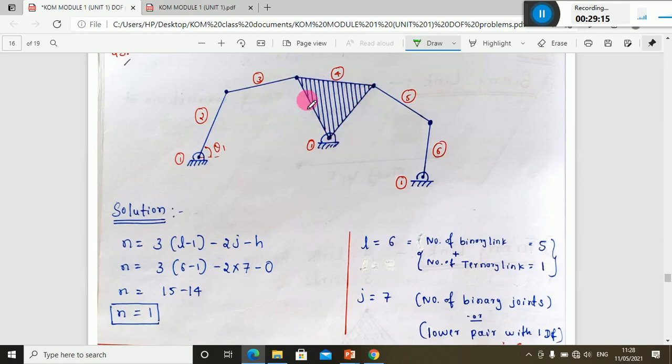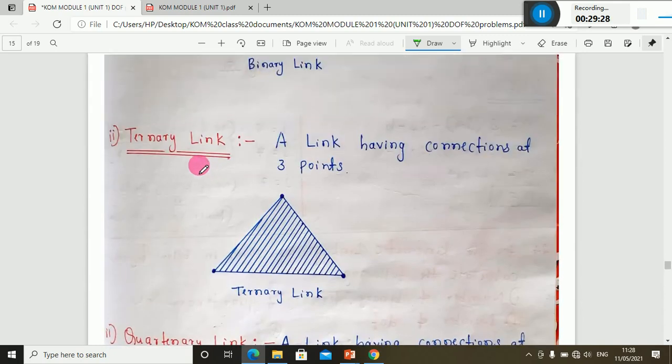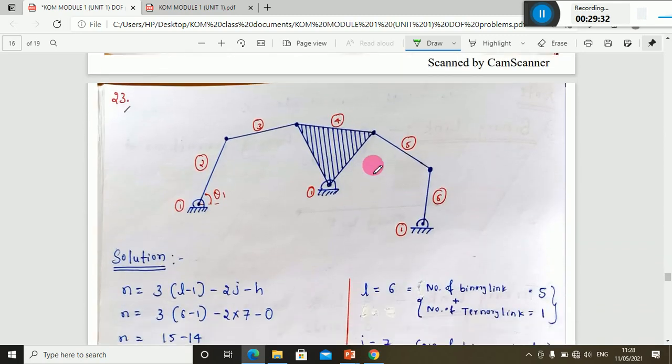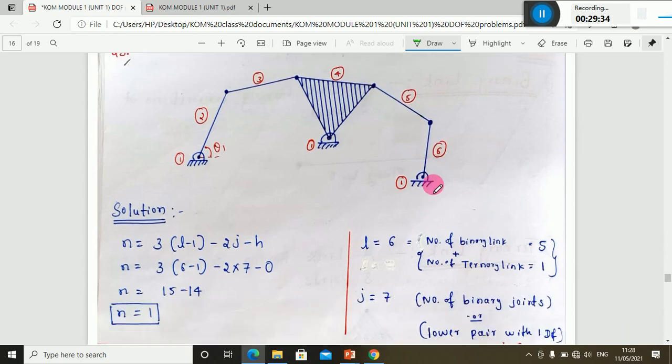This is only a single link. This is not separate, this is not separate, this is also not separate. So this forms a single kinematic link, that is, you can say a ternary link. So I can give the name as 4. And this one is the fifth one, and this is the sixth. The total number of links is 6. It means 5 binary links and 1 ternary link.